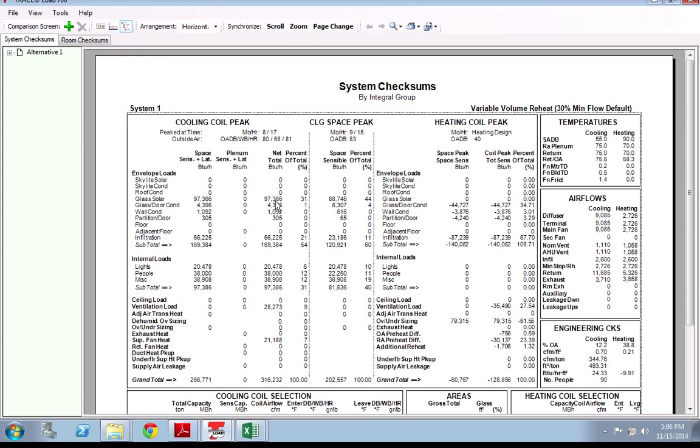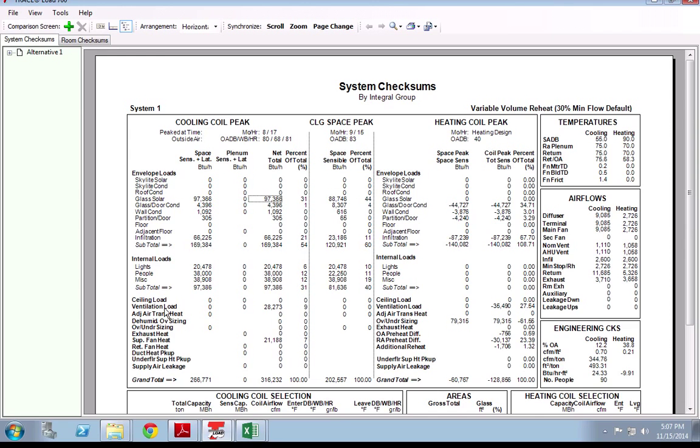And actually what's happening is our glass solar is higher here than it is here. So I think the sun must be coming around the corner and more of it is going into the room. And even though the coil peak has 80-degree outside air compared to our space peak at 83, because the direct sun comes in, this ends up being the highest load.